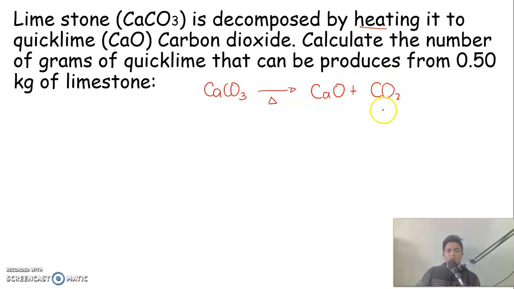CO2. Is this a balanced equation? 1 carbon, 3 oxygen, 1 calcium. Okay, we have a balanced equation. The ratio is 1, 1, 1. Remember a while ago, one of the things that we need to have is the mass of your compounds. So first, let's try to solve for the mass. So calcium is 1, your carbon is 1, your oxygen is 3.